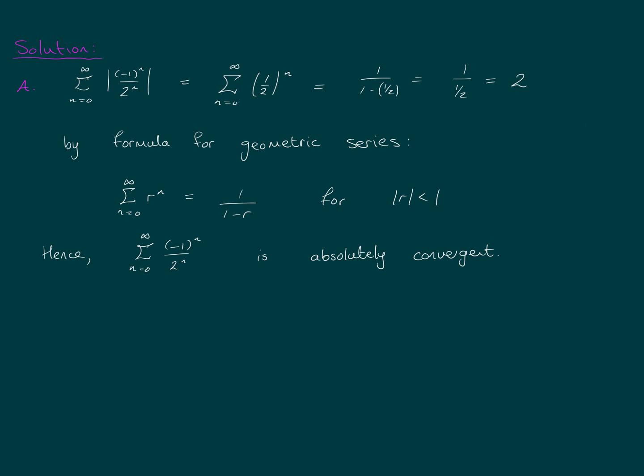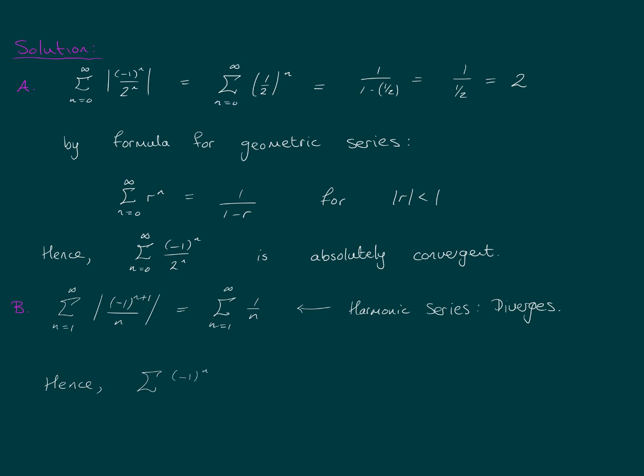Okay, second example. We had sum, now we want to look at the absolute value of (-1)^(n+1) over n, and n went from 1 to infinity. So as with the last case, when you take the absolute value of -1 to any power, you just get 1. So this is going to be sum 1 over n. This should look familiar. It is the harmonic series. And we know from the previous lecture that this diverges. Hence, sum from n equals 1 to infinity of (-1)^(n+1) over n is not absolutely convergent.